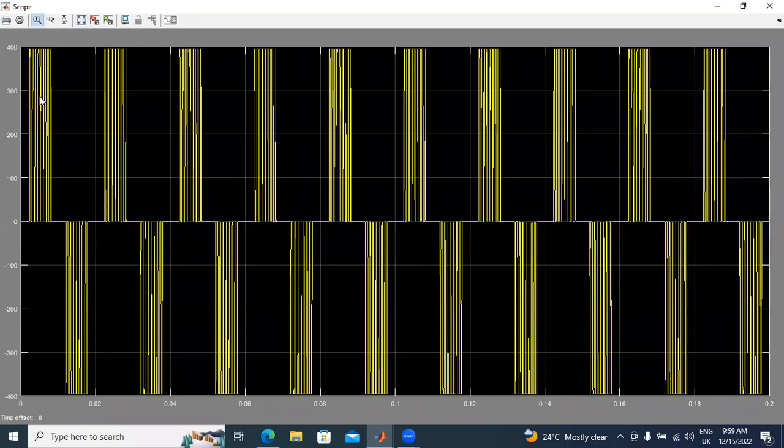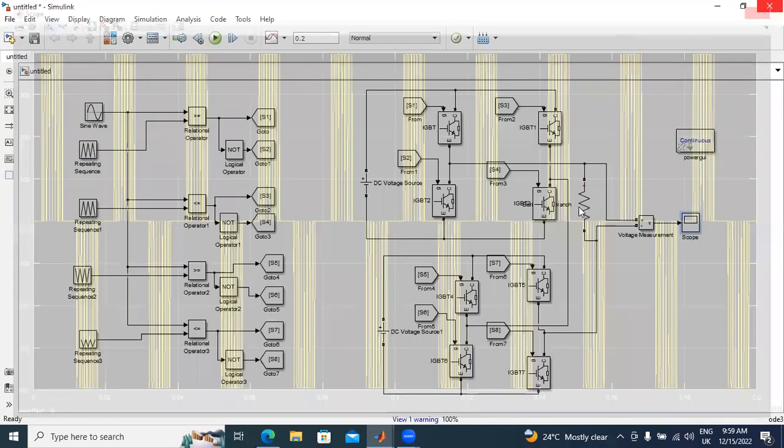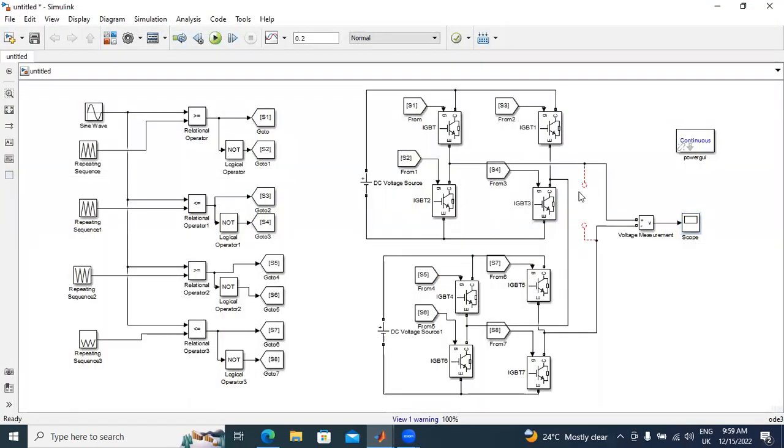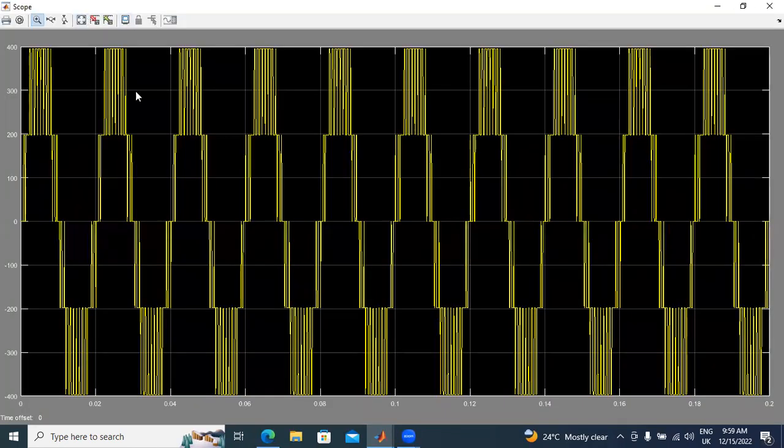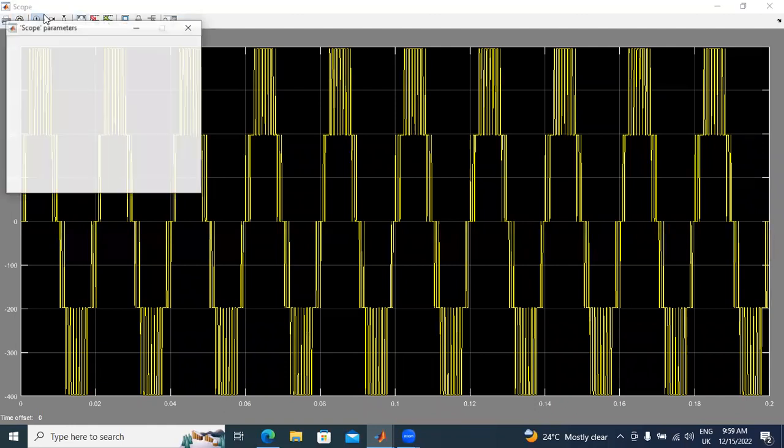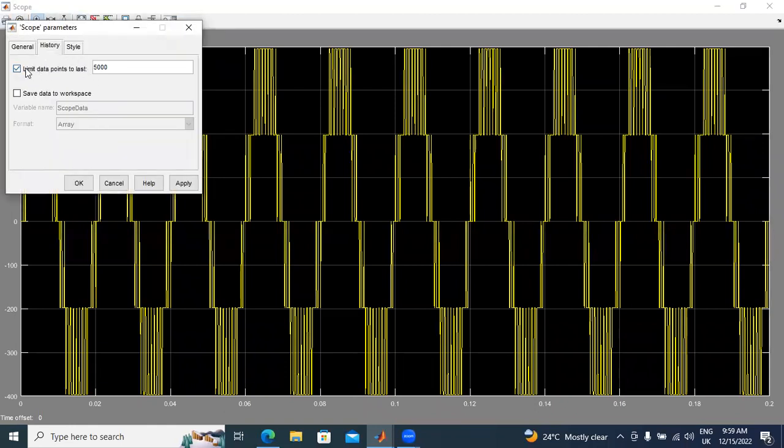Okay. When I am connecting load here, showing only 3 level output voltage, one is 400, second 0, third level is 400. When I am removing this load, in open circuit here showing total 5 levels. Okay. Now I will check total THD value of this waveform.